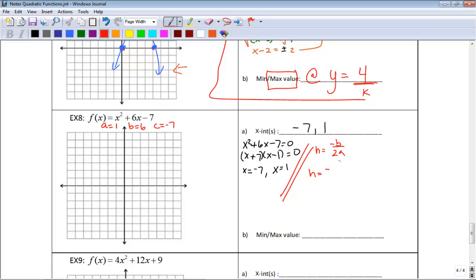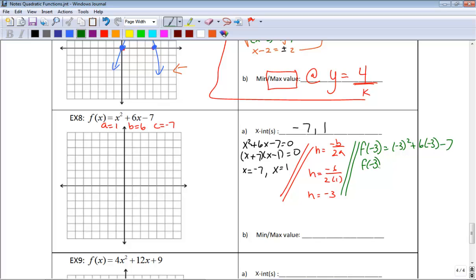Well, what is negative b? That would be negative 6 over 2. What's a? 1. Well, negative 6 over 2 is just negative 3. So the x value of my vertex is negative 3. What's the y value? Again, to find k, you need to find the function's value at negative 3. So if I plug negative 3 in place of my x's in my function, I get negative 3 squared plus 6 times negative 3 minus 7.